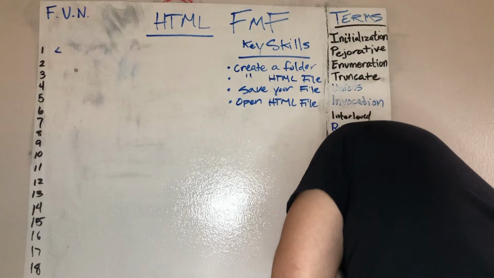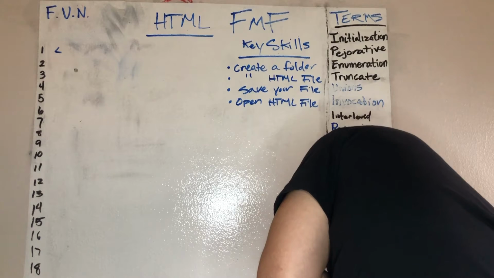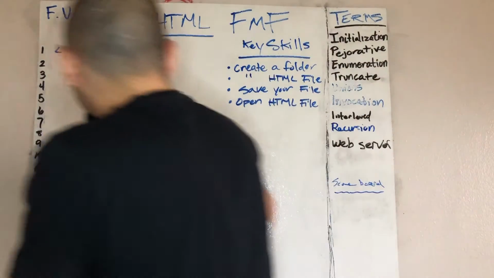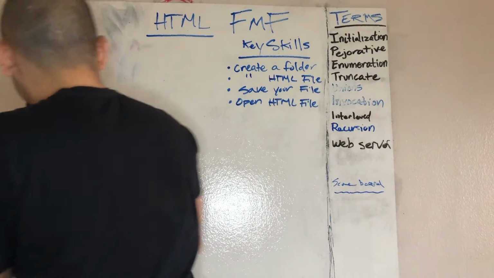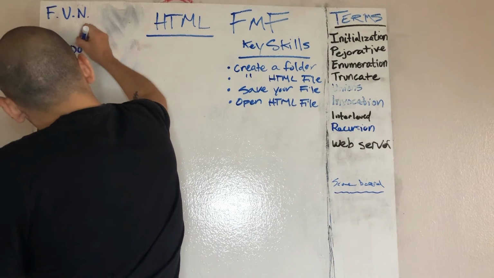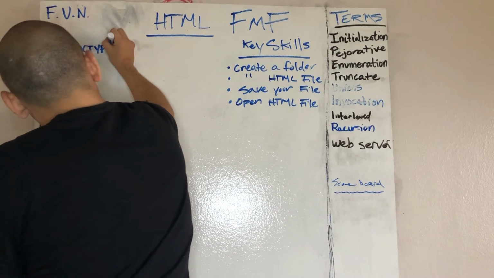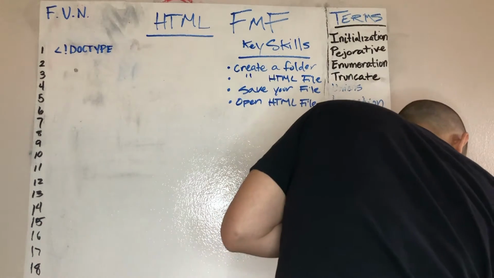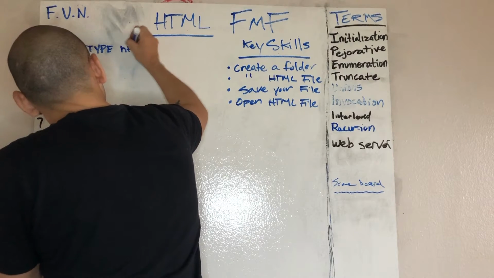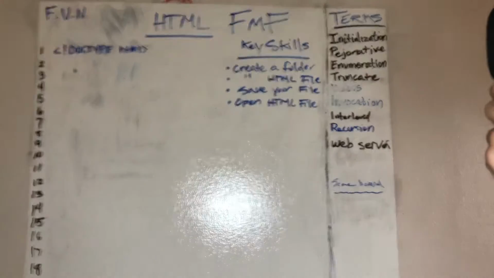This is how tags are made. You start with a bracket. The first tag is a DOCTYPE. What we're doing right here is telling the browser what type of document it's looking at. That's how you tell the browser what the document is.